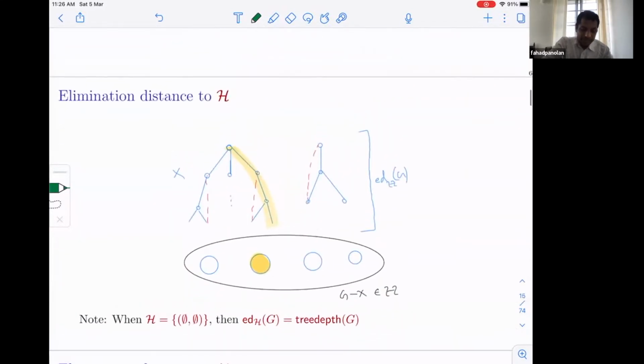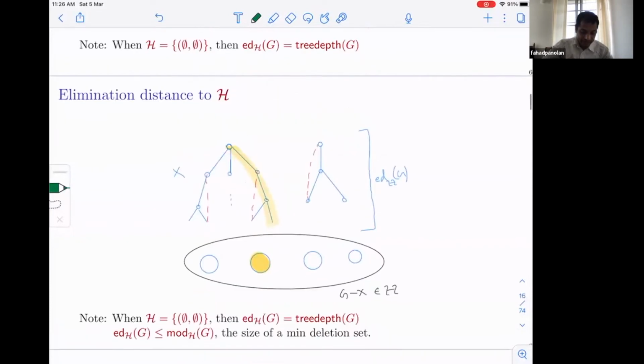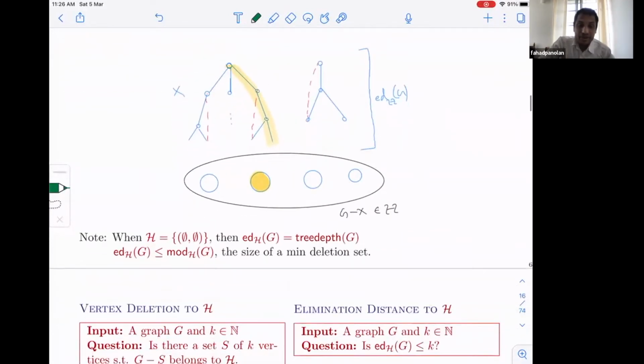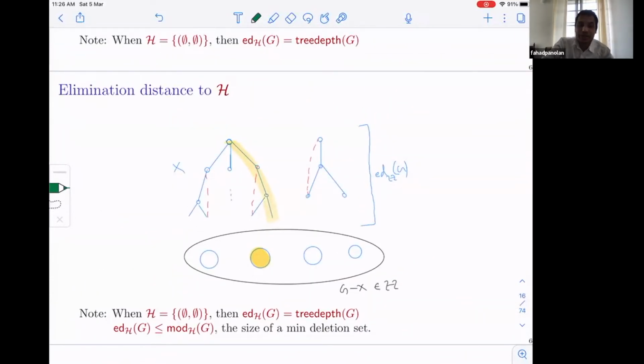Now, elimination distance is the same as tree depth when H contains only one graph, which is the empty graph. So in the bottom, you don't have anything. No vertex at all. And another thing you can notice is that the elimination distance of a graph is at most the size of a minimum deletion set. What do I mean by deletion set? After deleting a modulator number of vertices, you will be able to get into the graph class H.